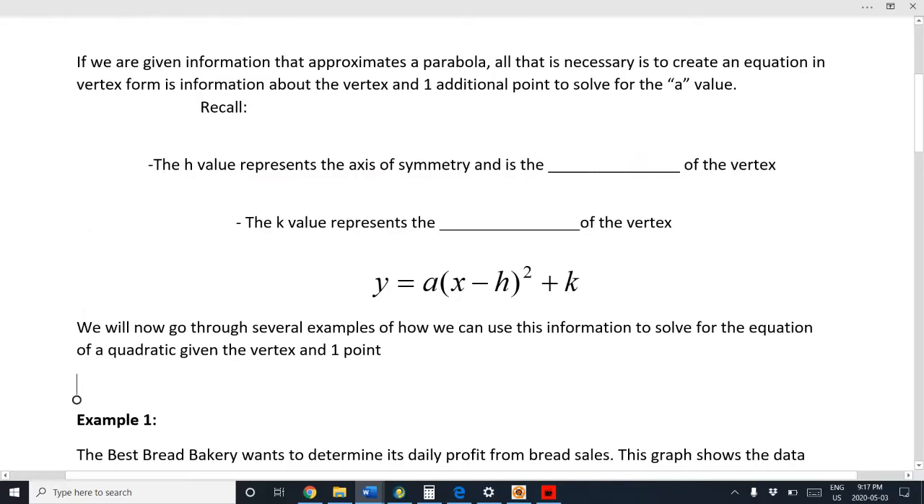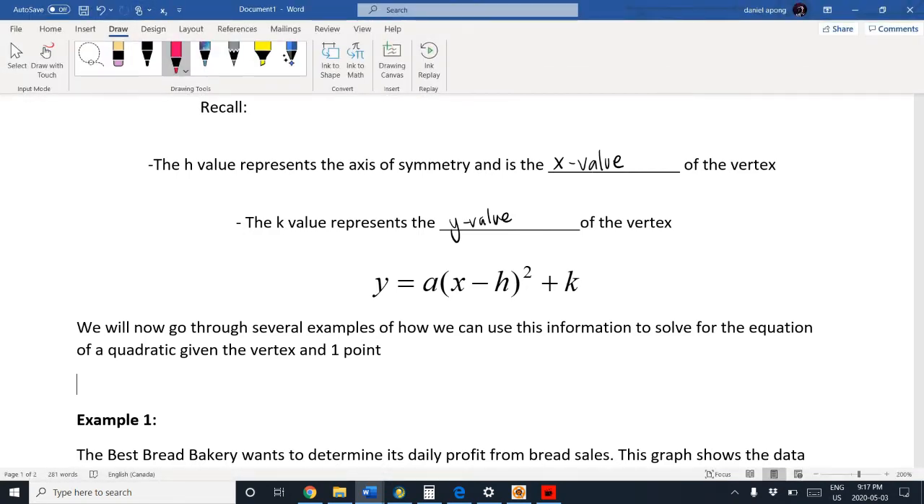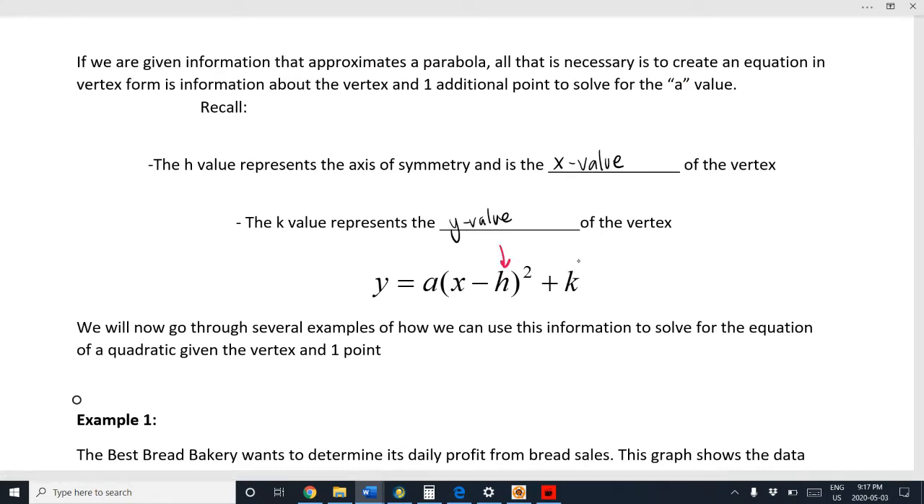If we are given information that approximates a parabola, all that is necessary to create an equation in vertex form is information about the vertex and one additional point to solve for the a value. Recall, the h value represents the axis of symmetry, and it is the x value of the vertex. The k value represents the y value of the vertex. So if we have the vertex, we already know the h value and the k value.